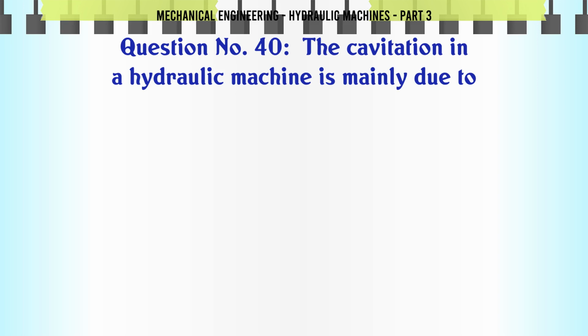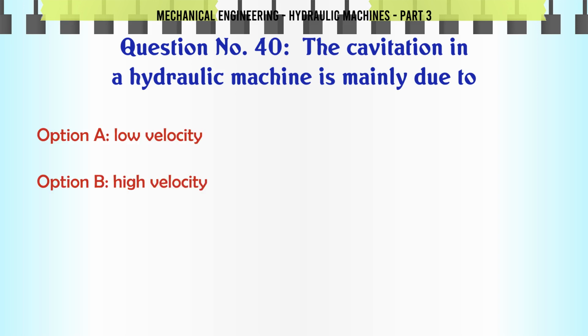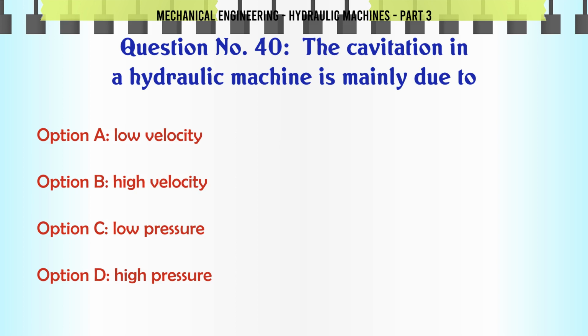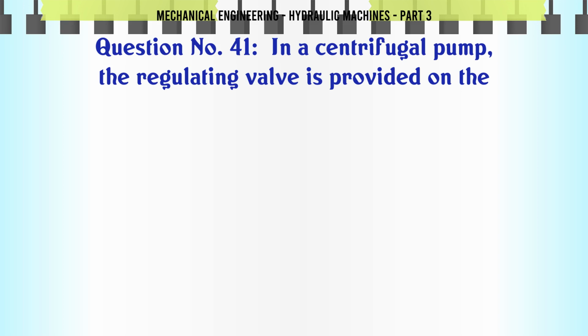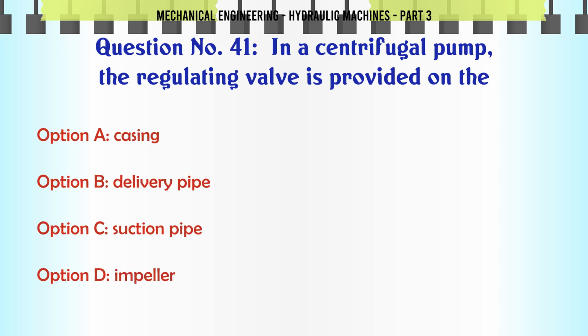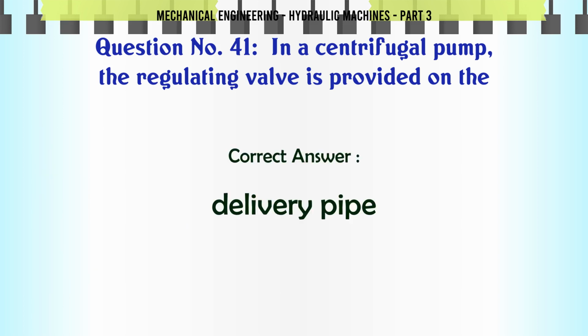The cavitation in a hydraulic machine is mainly due to A. low velocity, B. high velocity, C. low pressure, D. high pressure. The correct answer is low pressure. In a centrifugal pump the regulating valve is provided on the A. casing, B. delivery pipe, C. suction pipe, D. impeller. The correct answer is delivery pipe.